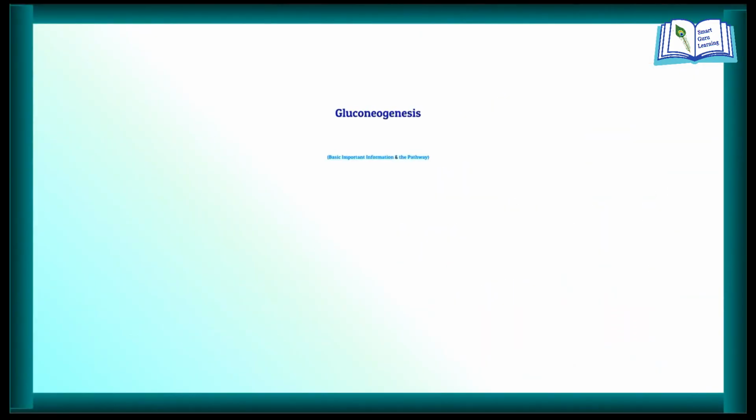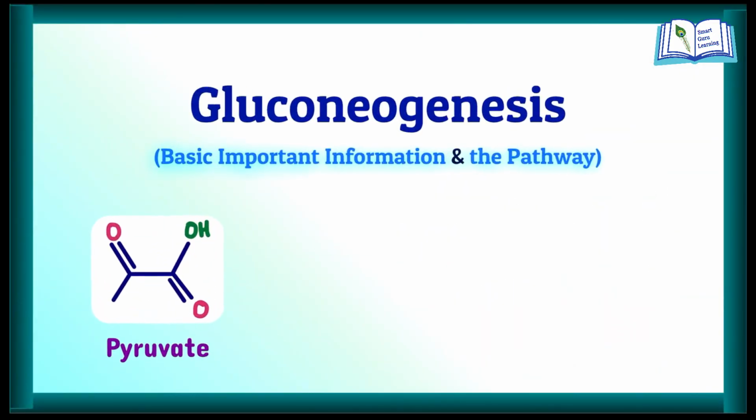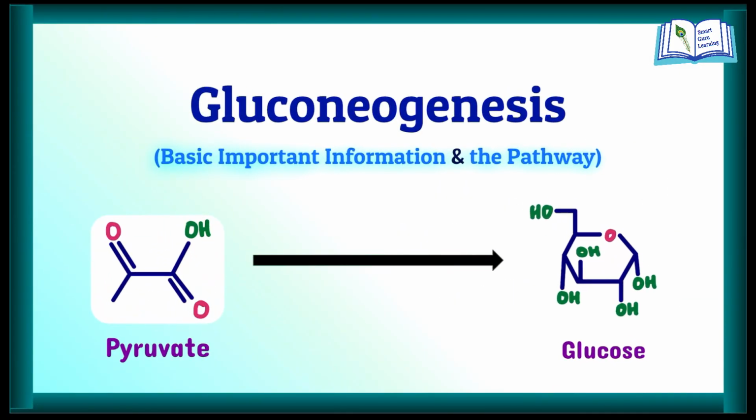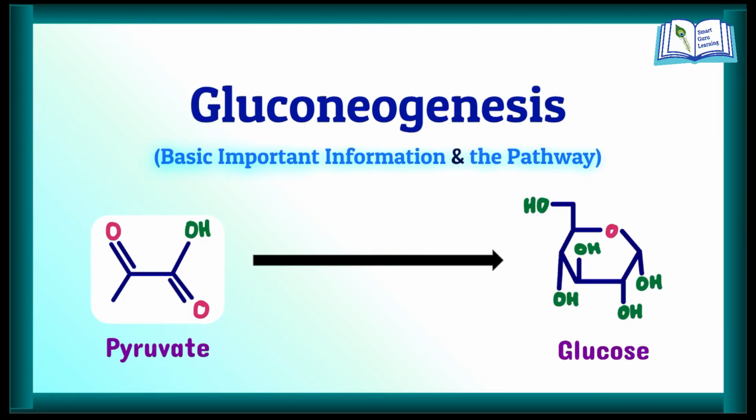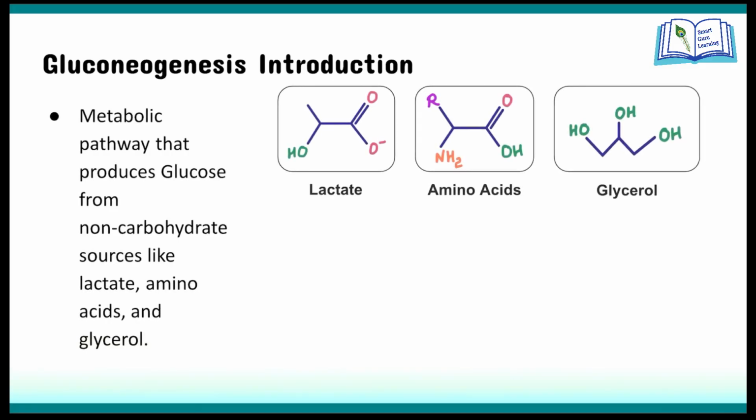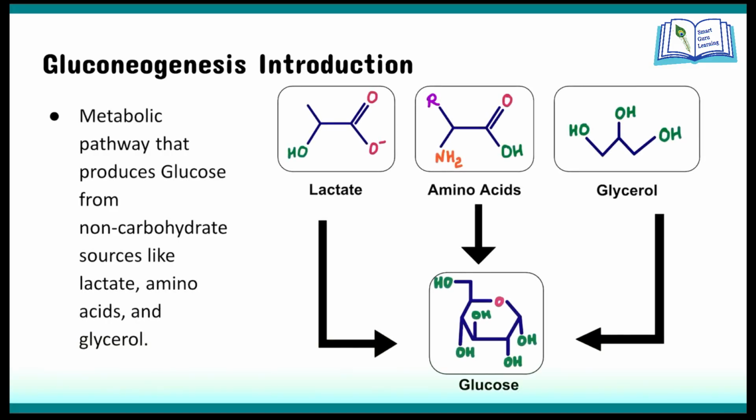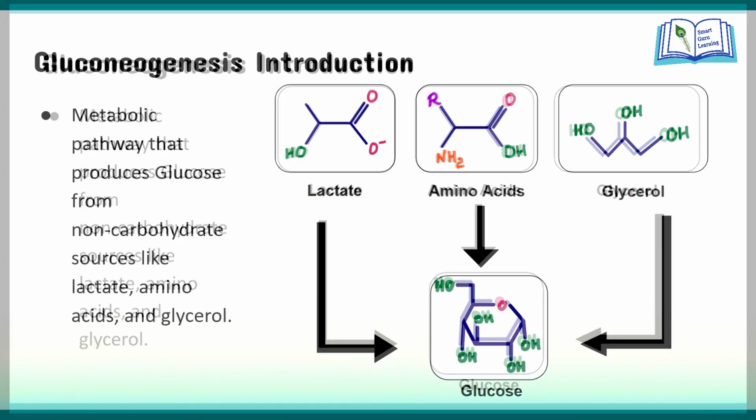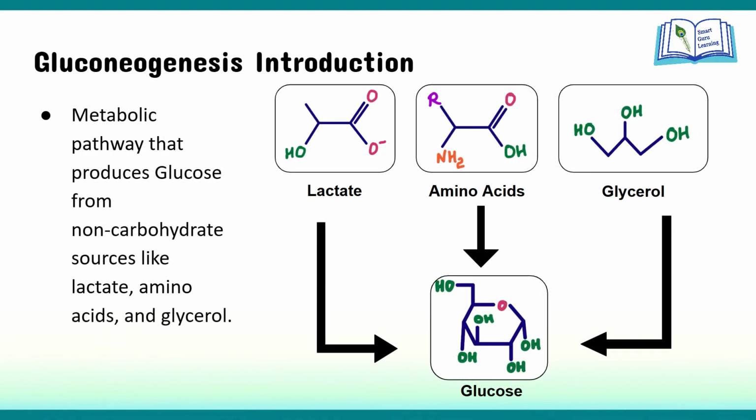In today's video, we will take a look at gluconeogenesis, which is a process through which pyruvate is converted to glucose. Gluconeogenesis is a metabolic pathway that generates glucose from non-carbohydrate sources such as lactate, amino acids, and glycerol. Mostly, these substrates or precursors are first converted to pyruvate before entering the main gluconeogenic pathway.